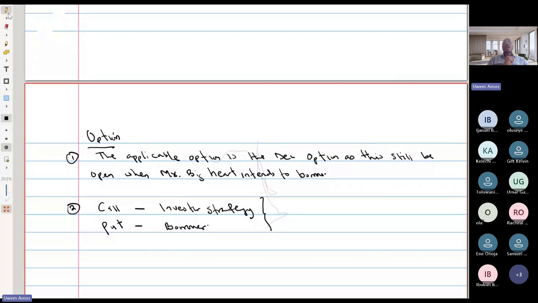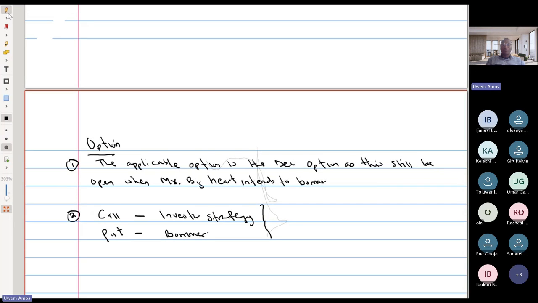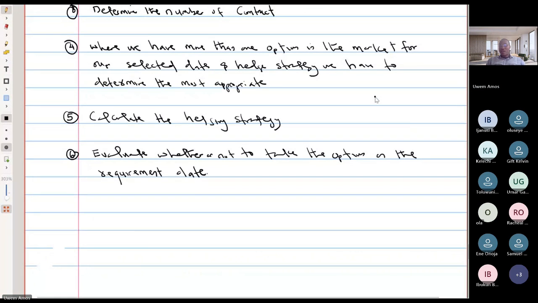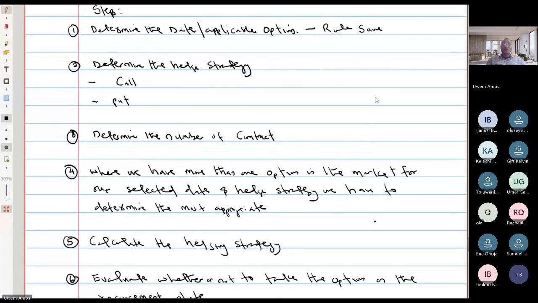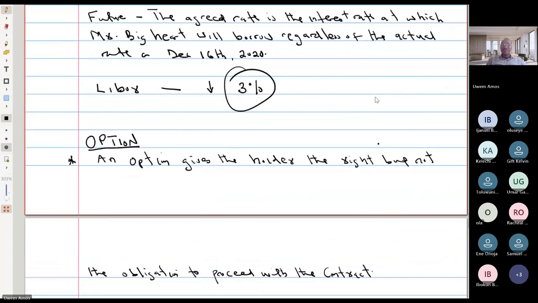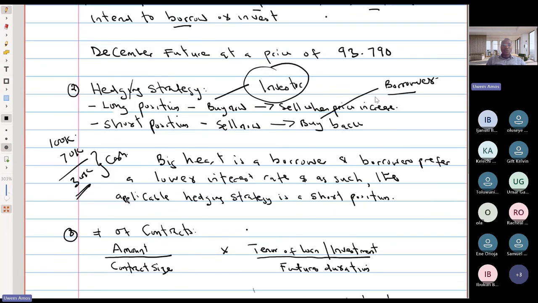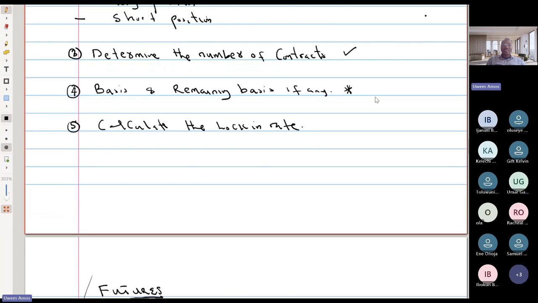So let's go to our question and look at what Mr. Big Heart is. Is he looking at investment, in terms of interest rate on investment, or is he looking at borrowing, in terms of interest rate on borrowing? And that tells us what hedging strategy would be applicable to him. So right to our question quickly. Which one is Mr. Big Heart? Let's go back to our question quickly, right back to what Mr. Big Heart is interested in.